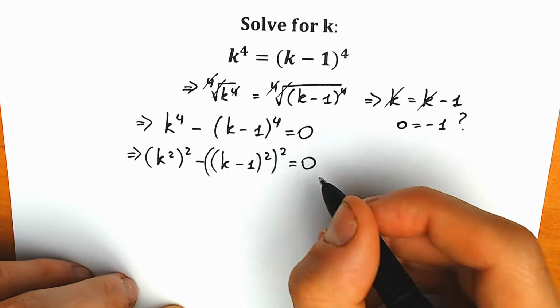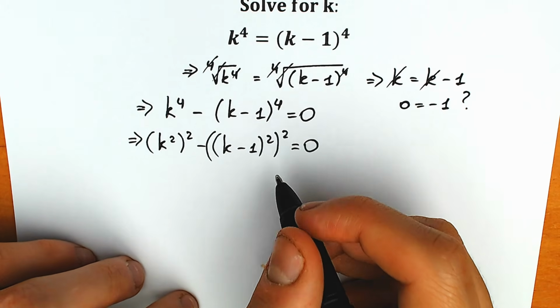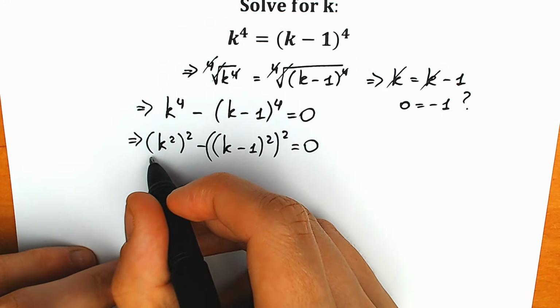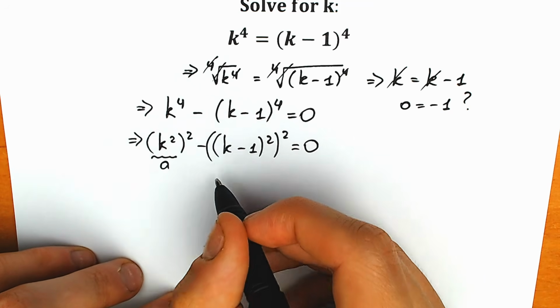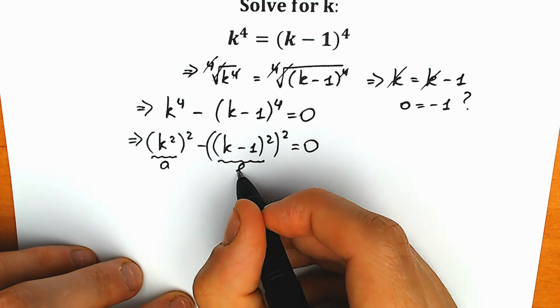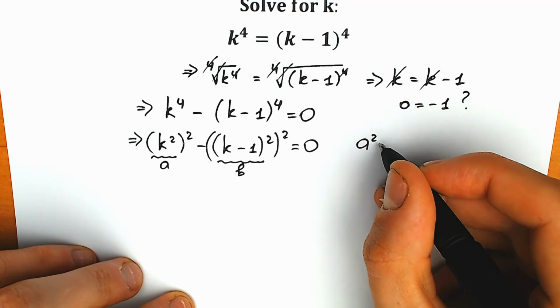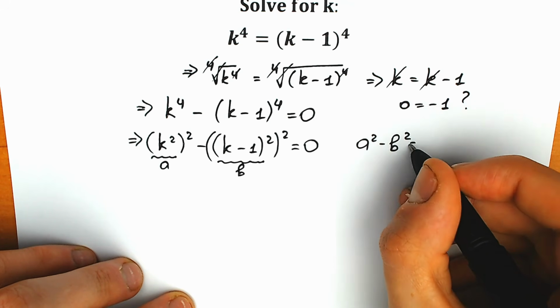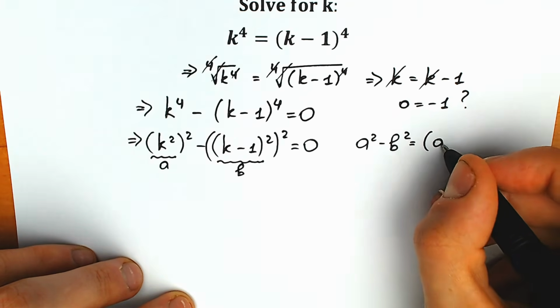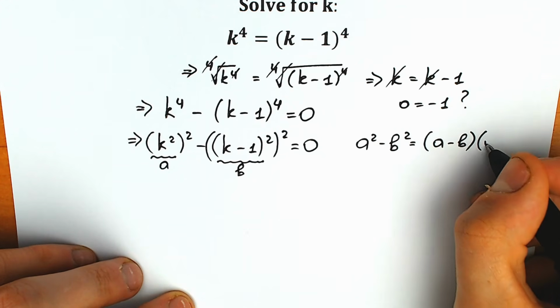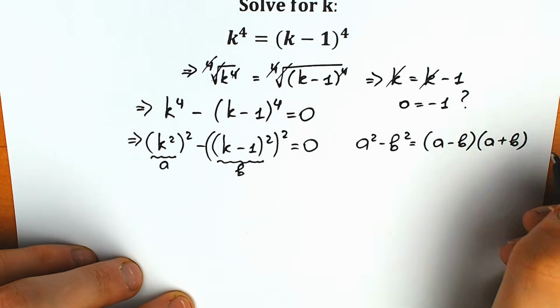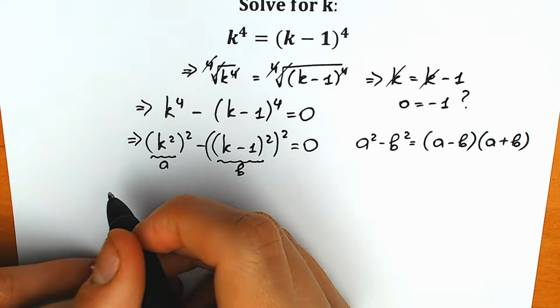Right now we can consider this expression from a different angle. These are a difference of squares. This is a and this is b. So we are talking about a squared minus b squared, the classic school formula: a squared minus b squared equals (a minus b)(a plus b), or it doesn't matter, we can change the order. So a minus b, a plus b.